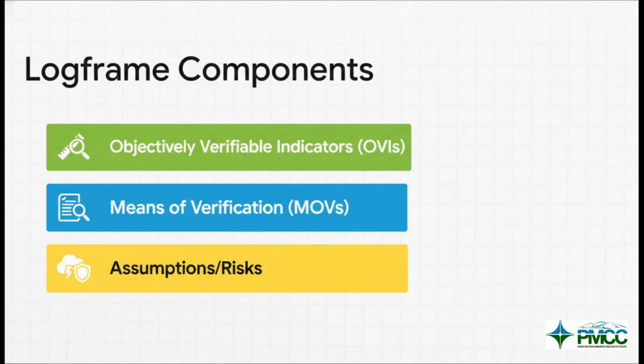Let's break down those horizontal components just a bit more. First, we have objectively verifiable indicators, or OVIs. These are your core performance measures. They're what tell you exactly how you'll know if you've actually succeeded. Next up are the means of verification, or MOVs. These specify where exactly you're going to get the data to check those indicators. Maybe it's a field survey or a specific government report. And finally, those assumptions we talked about, the external conditions that must remain favorable for the project to successfully move up to the next level.